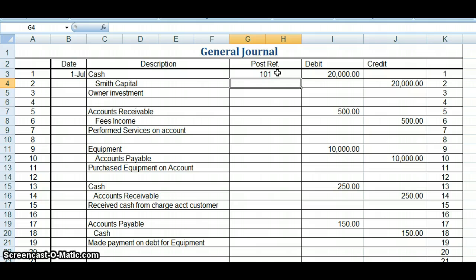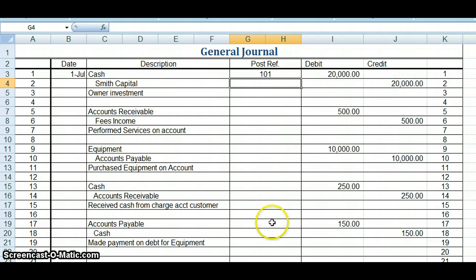That's very important. Some students just want to do this all at the end, and you should not do that. This is because you could get interrupted and forget. It's not that common to actually journalize and post anymore. Usually you do it in a computer, but if you're doing it by hand, this is good practice, and we should follow good practices. So next we need to do Smith Capital.